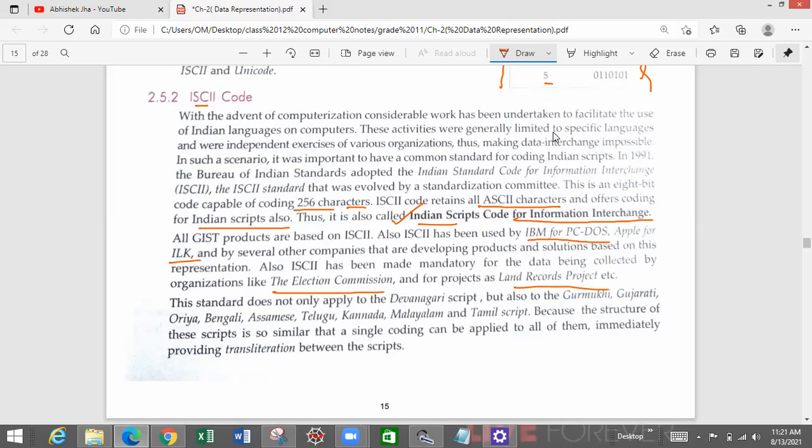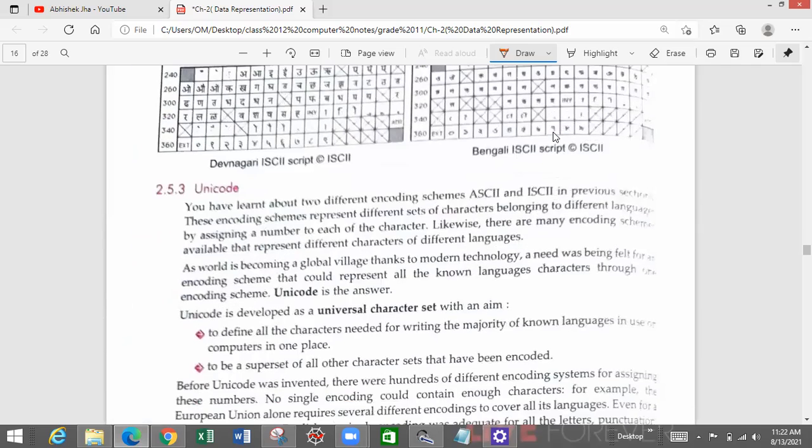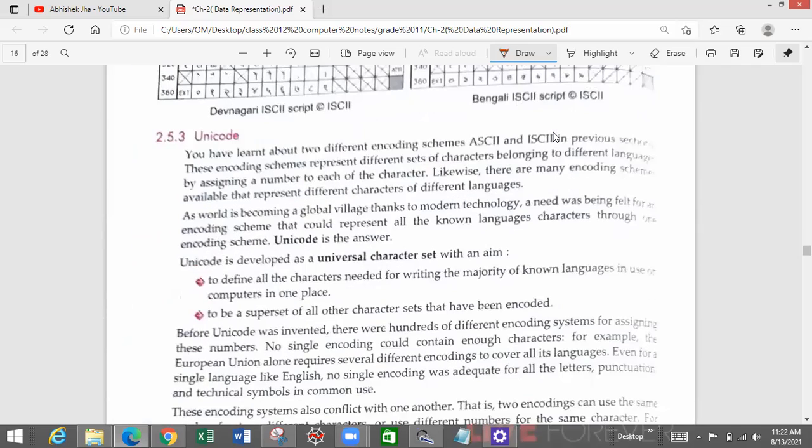Apart from that, we are also utilizing it for Devanagari script, Gurmukhi, Gujarati, Odia, Bengali, Assamese, Telugu, Kannada, Malayalam, and Tamil scripts. This ISCII code is being utilized. It is an 8-bit code. It can represent 256 characters. It retains all the ASCII characters plus all the Indian languages' symbols. So it is very important for the benefit of the IT industry in India.